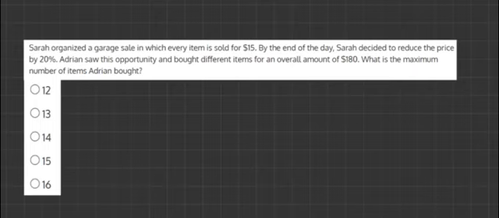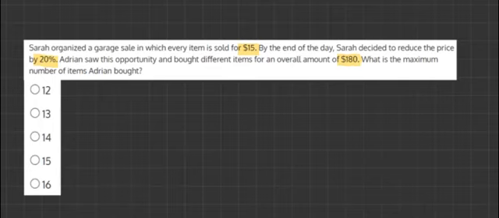Sarah organized a garage sale in which every item is sold for $15. By the end of the day, Sarah decided to reduce the price by 20%. Adrian saw this opportunity and bought different items for an overall amount of $180. What is the maximum number of items Adrian bought?